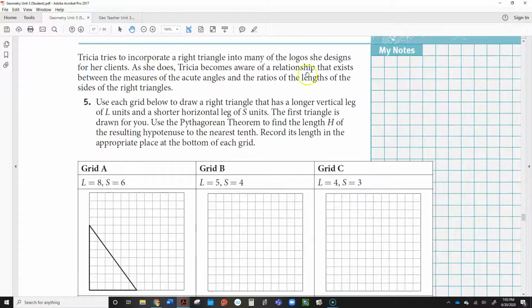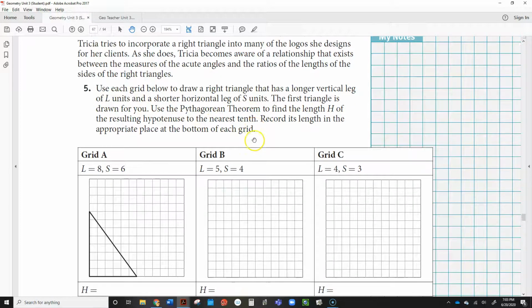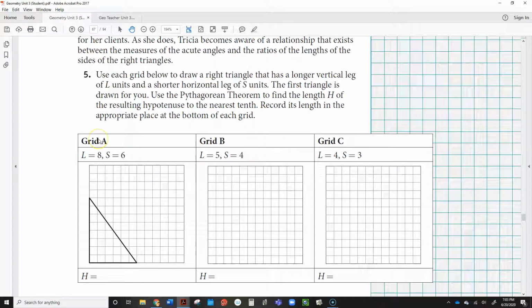Okay, so now it says she's trying to incorporate right triangles into as many of her logos as she can. She's noticing that some relationship exists. We're going to use these grids down here to draw the right triangle that has a longer vertical leg and a shorter horizontal leg. So the longer vertical leg, that means this one right here is 8 and the shorter one is 6. So if you have a right triangle that has 2 legs that are 6 and 8, then because you've learned your Pythagorean triples, you know your hypotenuse is 10.